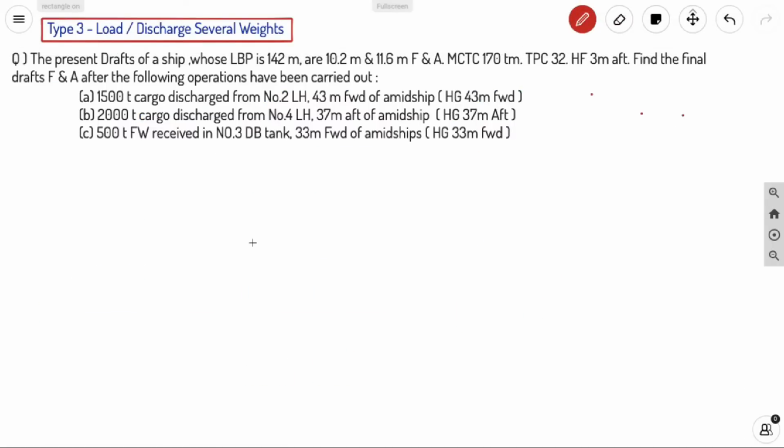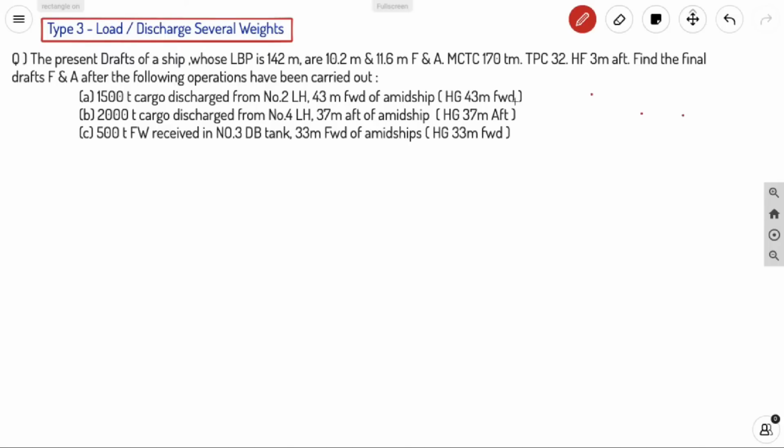This is a type 3 problem, load or discharge several weights. The question is: the present drafts of a ship whose LBP is 142 meters are 10.2 meters and 11.6 meters forward and aft. MCTC is given as 170, TPC 32, HF is given as 3 meters aft. Find the final drafts forward and aft after the following operations have been carried out. We have a 1500 ton cargo discharged from number 2 lower hold, 43 meters forward of midship. That's H is midship, G is the center of gravity for that weight, 43 meters forward.